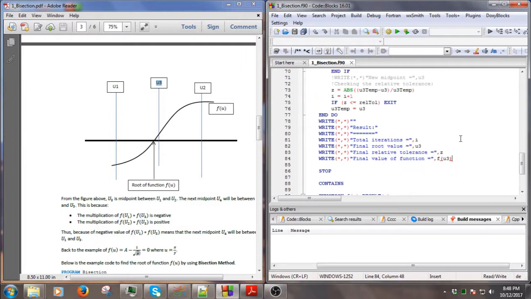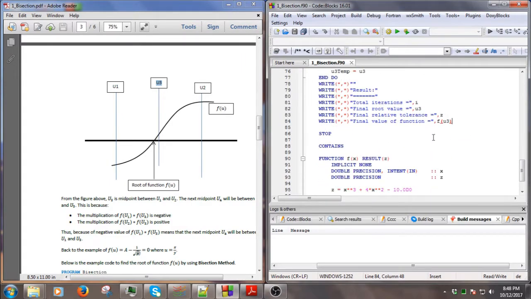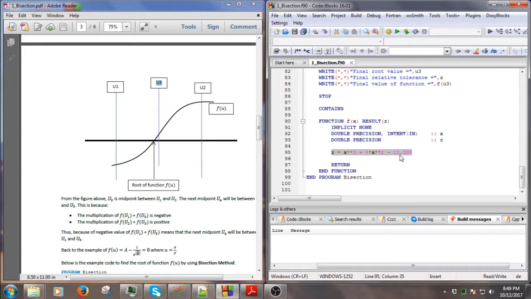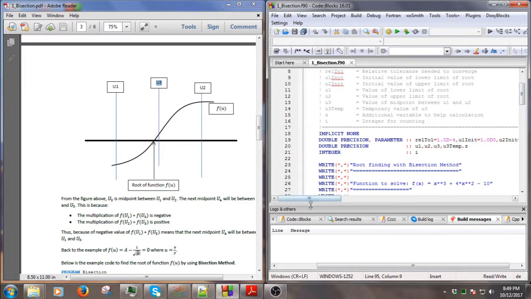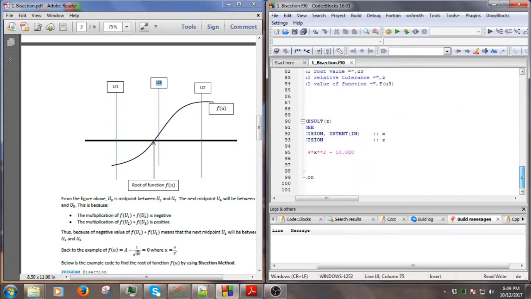So in this program, we introduce the function fx, which is the function itself. So if you want to use this code for another function, just change this function fx and change the relative tolerance, and also change the lower bound and upper bound of the function here.